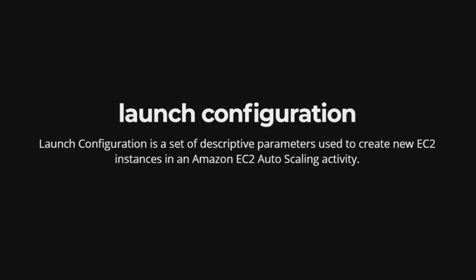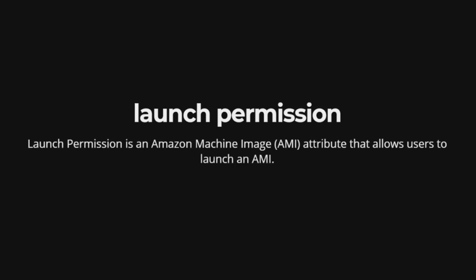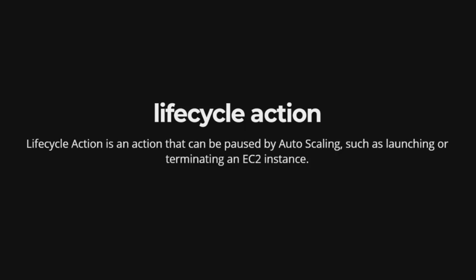Launch configuration. Launch configuration is a set of descriptive parameters used to create new EC2 instances in an Amazon EC2 Auto Scaling activity. Launch permission. Launch permission is an Amazon Machine Image, AMI, attribute that allows users to launch an AMI.